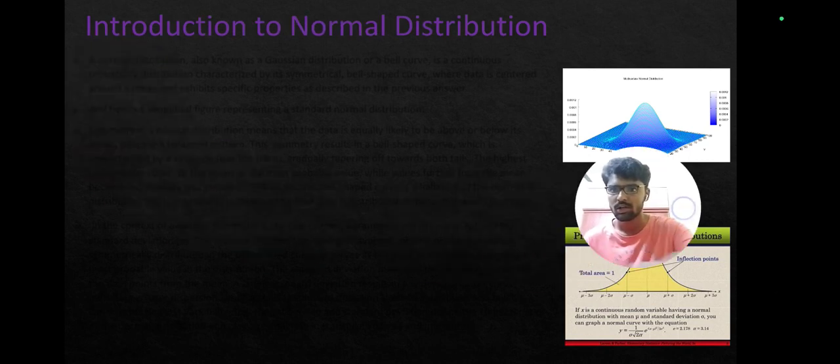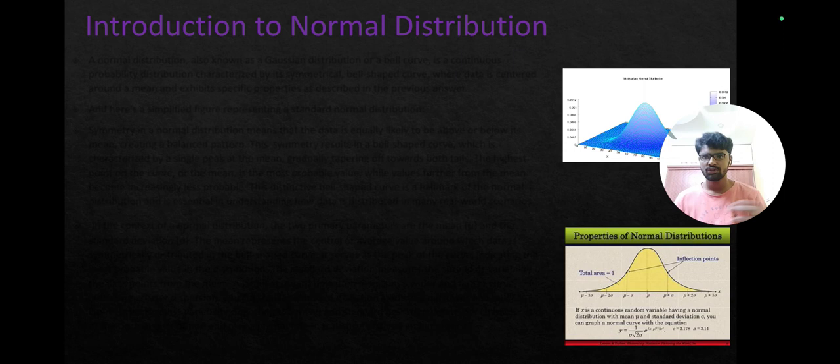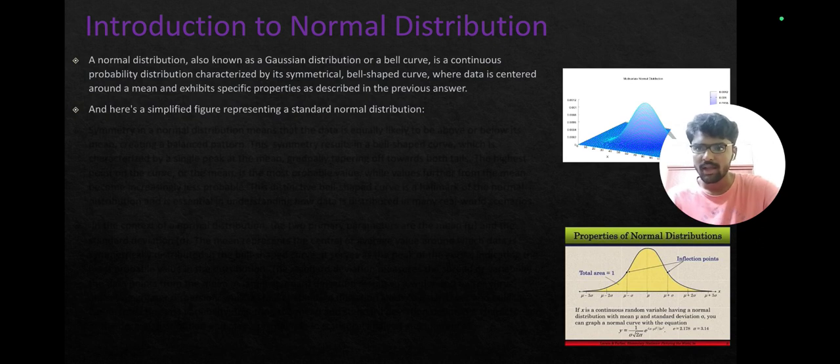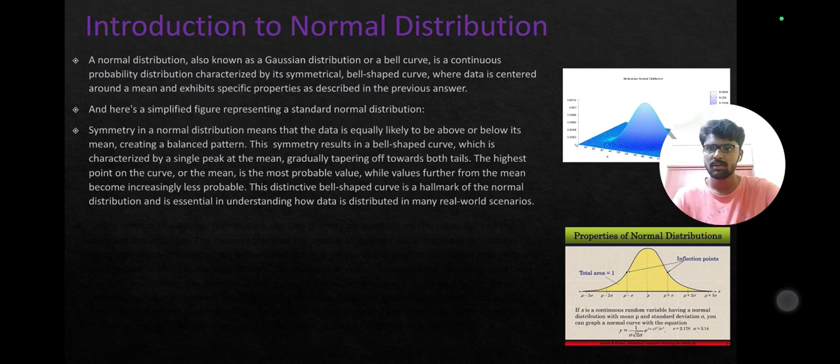Normal distribution. So I'm going to introduce normal distribution to you. So, what is normal distribution basically? A normal distribution, also known as Gaussian distribution or a bell curve, is a continuous probability distribution characterized by a symmetrical bell-shaped curve where data is centered around a mean and exhibits specific properties. And here's a simple figure representing a standard normal distribution.